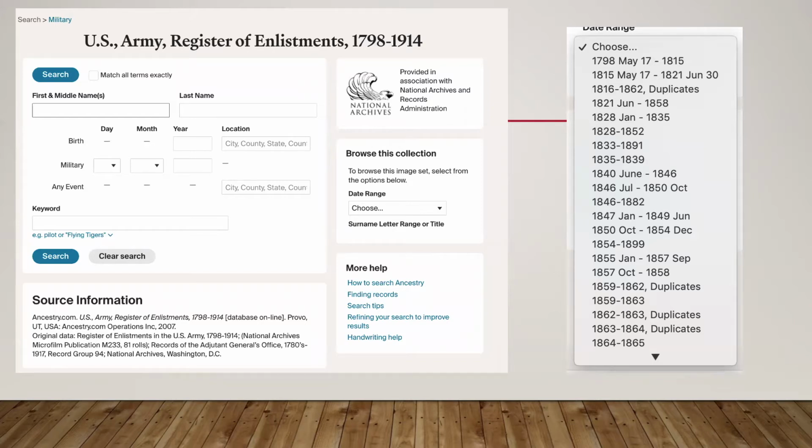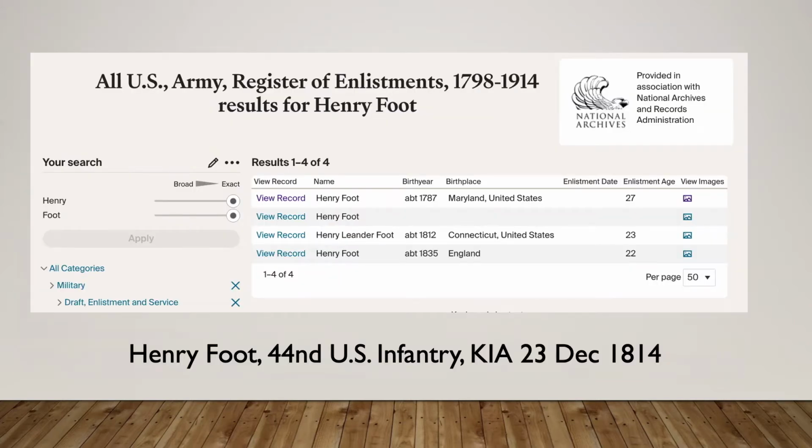What I'm looking at is 1798 to 1815 because I'm currently dealing with a War of 1812 soldier. His name is Henry Foote. If you've listened to my La Ronde battle video from last week, he died at the battle, killed in action on the 23rd of December, and he was in the 44th U.S. Infantry.